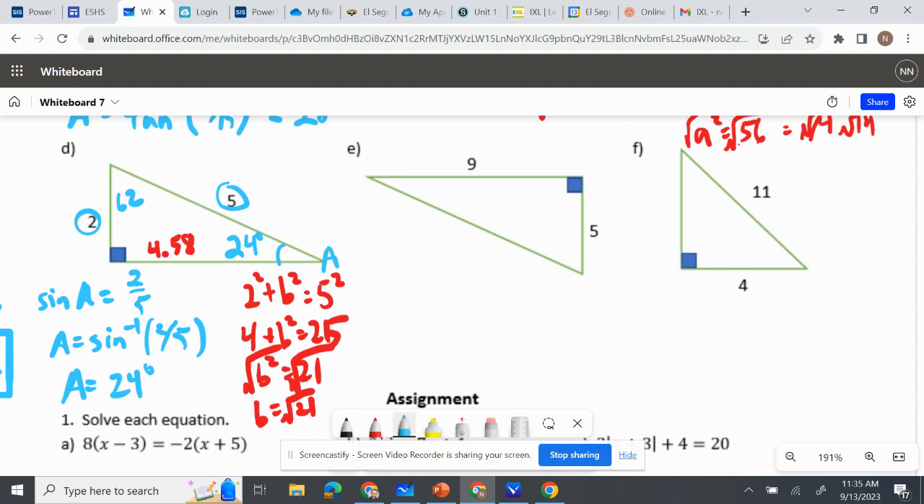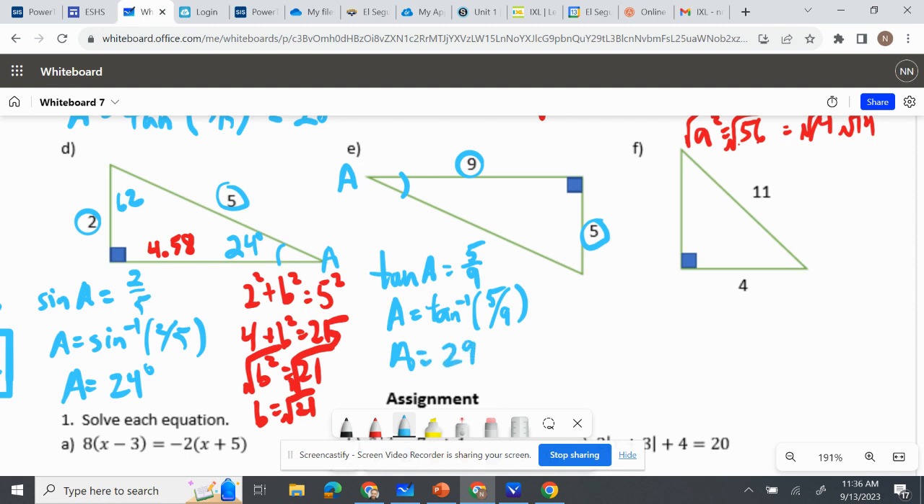Letter B, I'm going to call this one my A. So I have my opposite over my adjacent. That would be tangent. So tangent of A equals 5 over 9. I am going to do the inverse of tangent. So second tangent of 5/9. And what that gives me is 29 degrees. So if I go 180 minus 90 minus 29, that right there would give me 61.